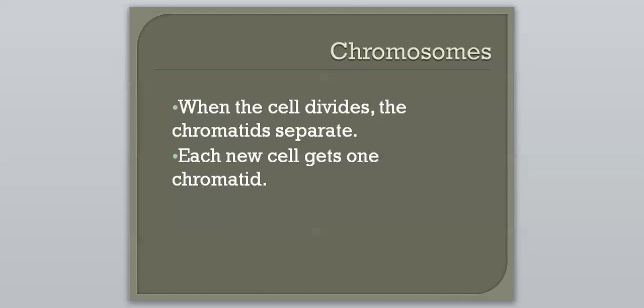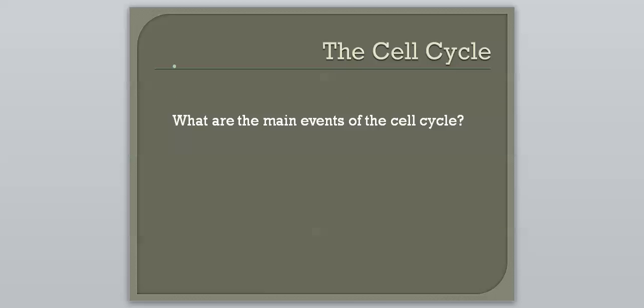And so that is how the chromosomes divide. And so that is kind of breaking it down. We're going to need to know that when we talk about mitosis. So now before we get there, we have to talk about something that's called the cell cycle.